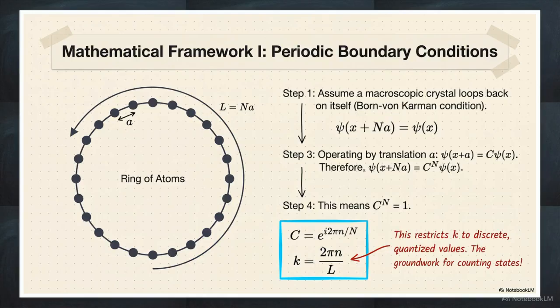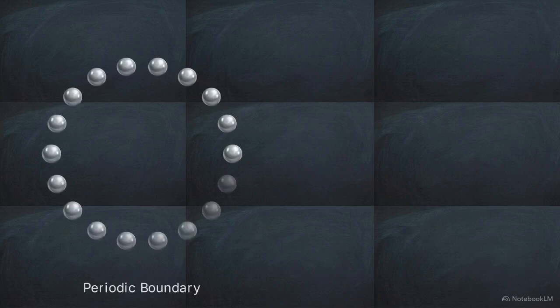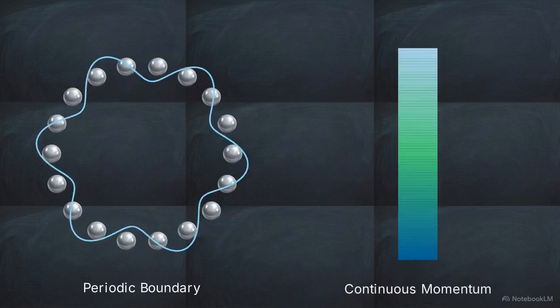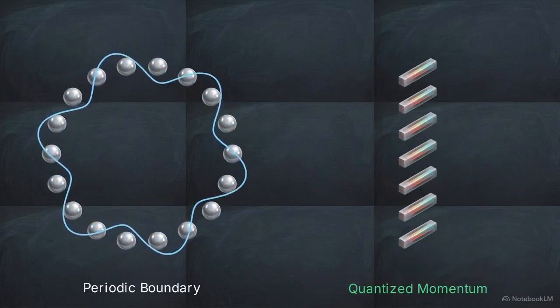This diagram shows the mathematical framework required to calculate these states for an entire macroscopic crystal. Physicists use a boundary condition trick, assuming the linear crystal loops back on itself in a giant ring. Because the electron's wave must seamlessly connect with itself at the ends of this loop, its momentum can no longer be a continuous sliding scale. It is mathematically restricted to precise, discrete, quantized values.